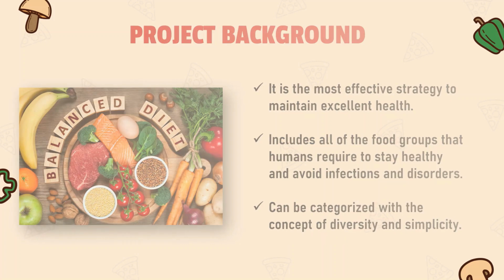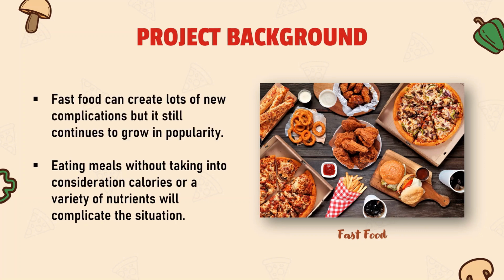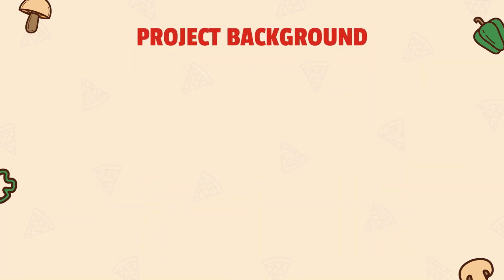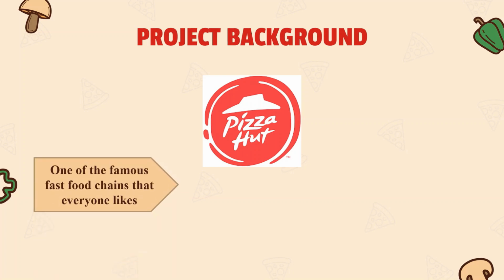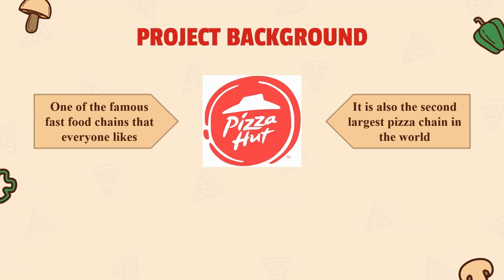healthy eating. In this case, given the fact that consumer fast food can create lots of new complications but it still continues to grow in popularity, eating meals without taking into consideration calories or a variety of nutrients will complicate the situation. In order to encourage a healthy lifestyle, certain fast food restaurants, such as Pizza Hut, have included nutrition information. Pizza Hut is one of the famous fast food chains that everyone likes. Besides, it is also the second largest pizza chain in the world.